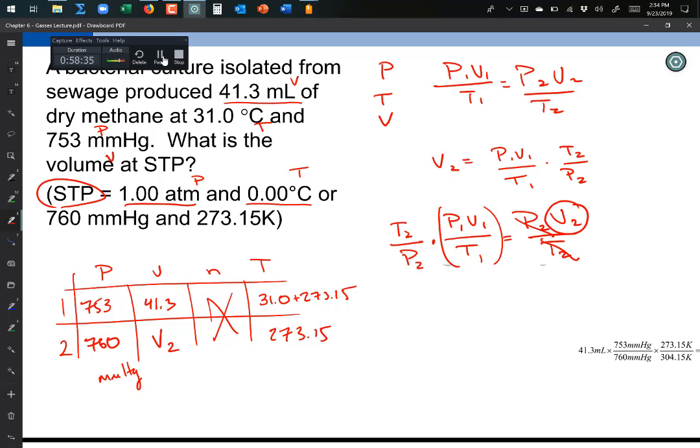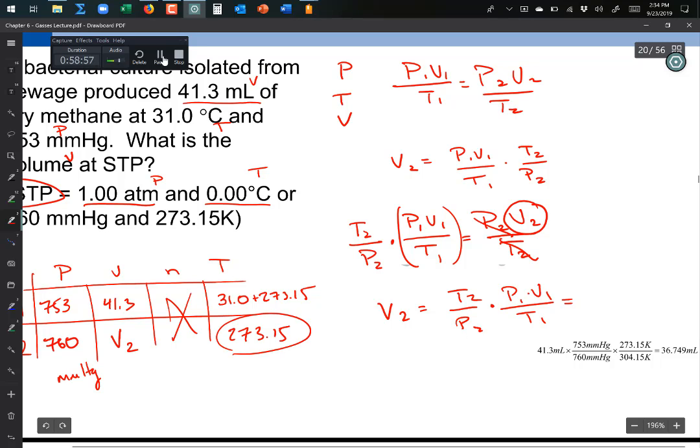So here's the deal. Now that you have your equation, V2 is equal to T2 over P2 times P1 times V1 over T1, right? You just have to plug the numbers in. T2 is this value, P2 is this value. So you just go through the table, plug the numbers in one at a time, and then do the calculation and be done. Now, I organized mine a little more nicely down here, but it's the same thing. It comes out to be 36.8 milliliters. I'm not going to plug the numbers in. I'll let you do that.